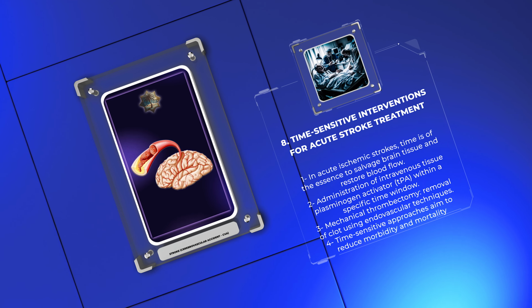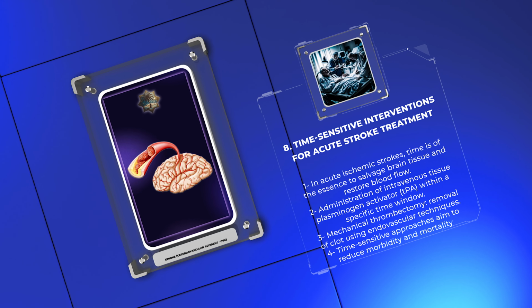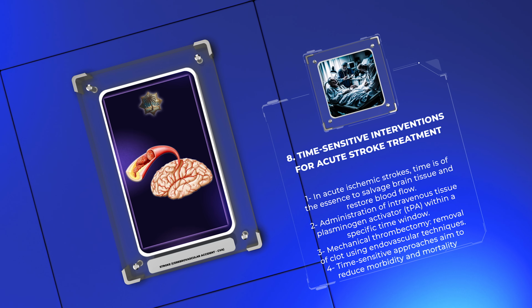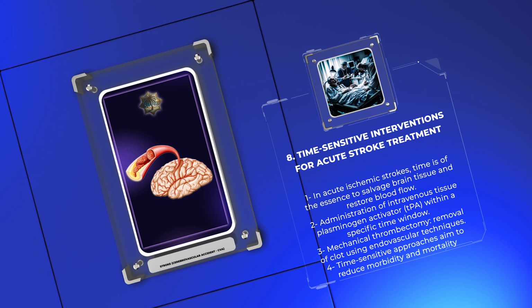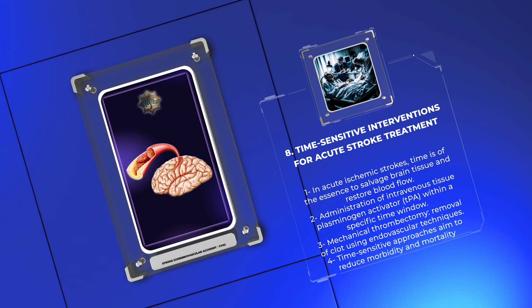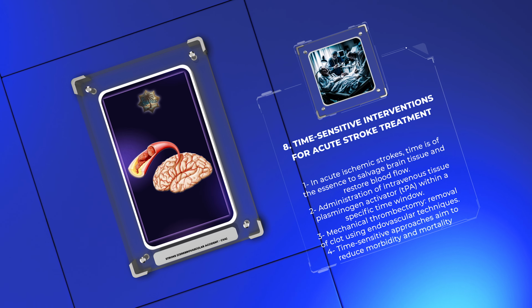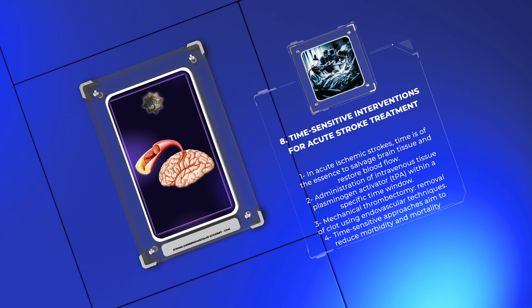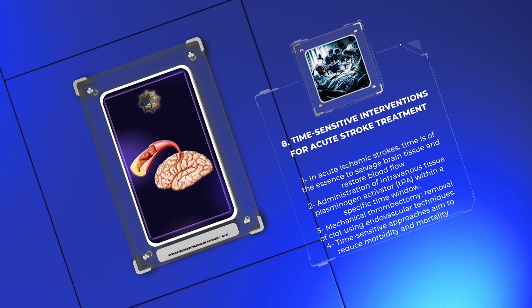In acute ischemic strokes, time is of the essence to salvage brain tissue and restore blood flow. The administration of intravenous tissue plasminogen activator, TPA, within a specific time window has proven to be beneficial. Mechanical thrombectomy, involving the removal of the clot using endovascular techniques, is rapidly evolving as a game-changing intervention. These time-sensitive approaches aim to reduce morbidity and mortality rates associated with strokes.